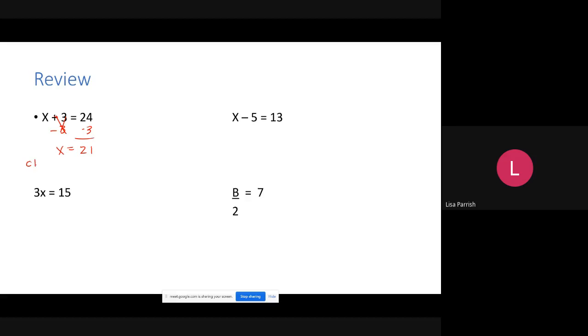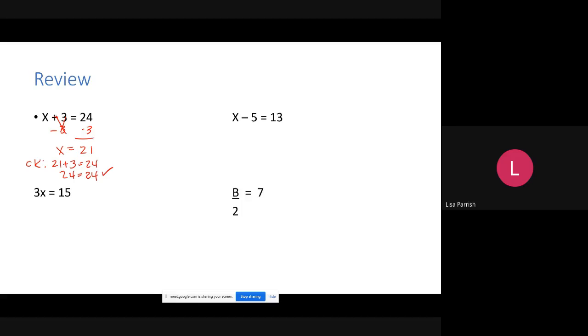And then, of course, we checked that by plugging our answer back into the original equation. So 21 plus 3 is supposed to equal 24. 21 plus 3, if you can add that up, is 24. So that one would check out.